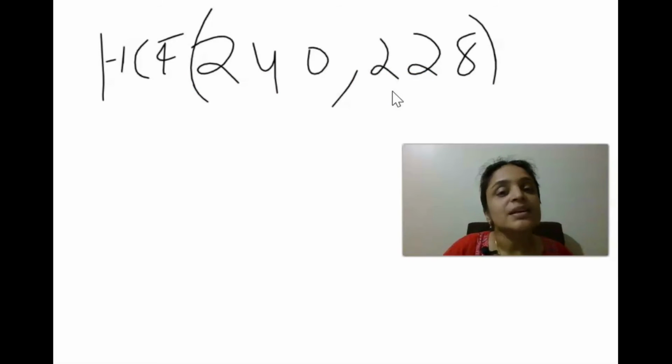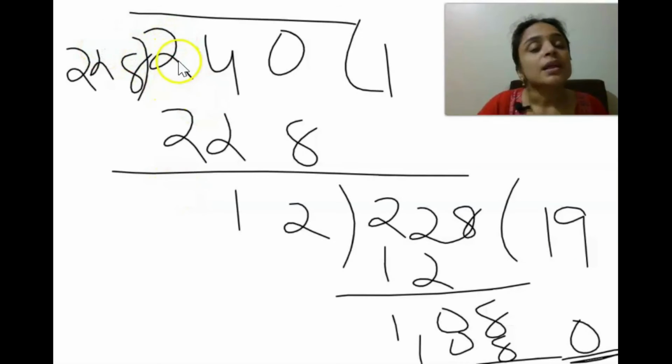Euclid's division lemma is nothing but the division formula that we have already studied in lower classes. Dividend equal to divisor into quotient plus remainder. By using this theorem, we can find the HCF of two numbers. We'll see how we can do that. First, the bigger number becomes the dividend and the smaller number becomes the divisor.